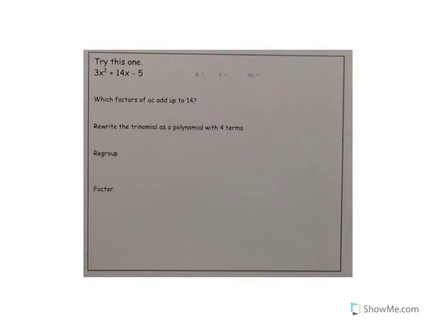Let's try another one here. So a's value here is going to be 3. b's value is going to be 14. And c's value is going to be negative 5. So let's do negative 5 times 3. That's going to be negative 15.